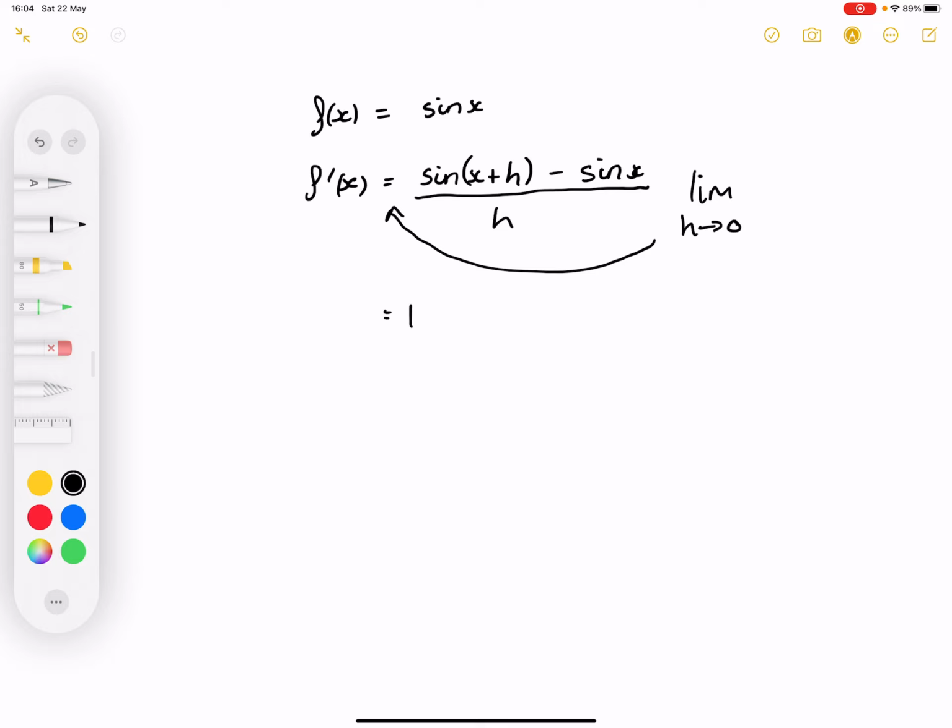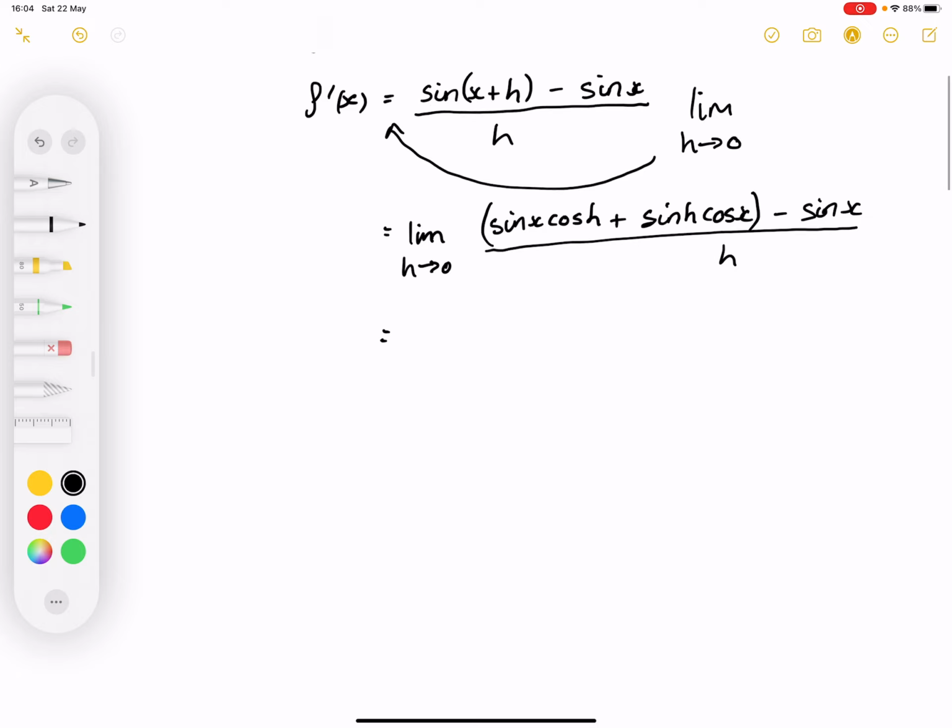That will be equal to the limit as h tends to 0 of sine of x plus h. We're going to use double angle formulae. So that's going to be sine x cos h plus sine h cos x. And I'm going to put that in brackets to indicate that that is from sine x plus h, minus sine x, all over h.